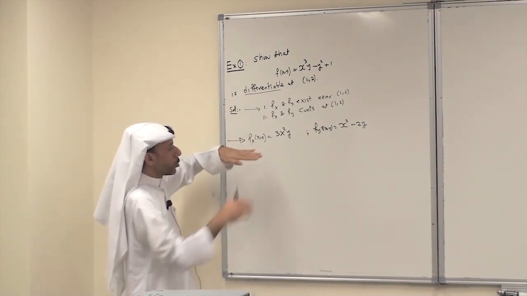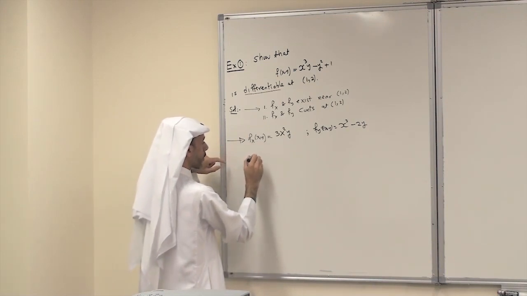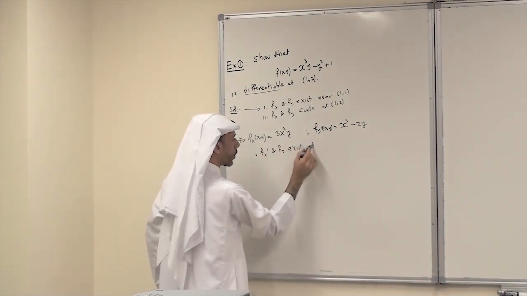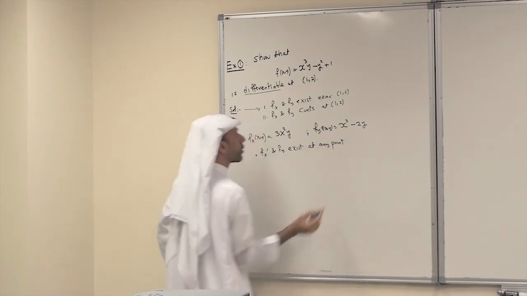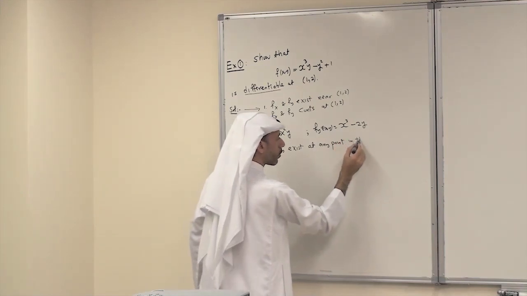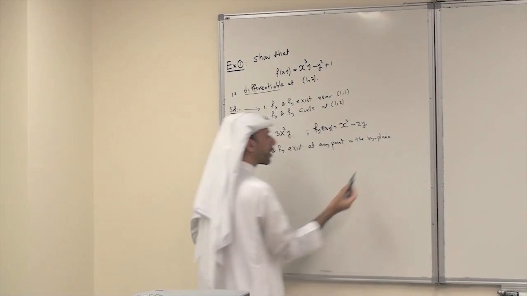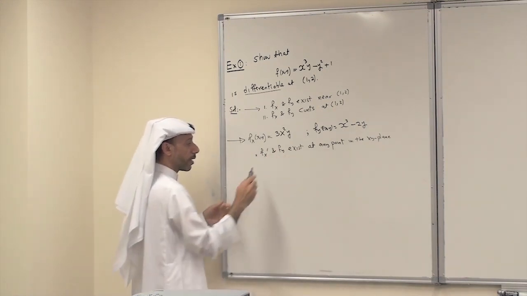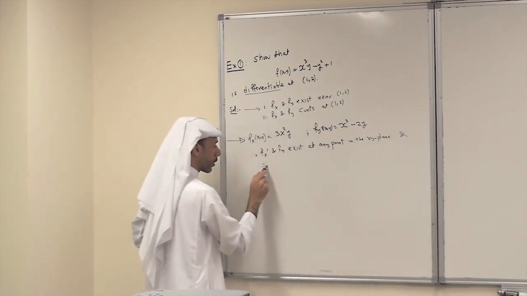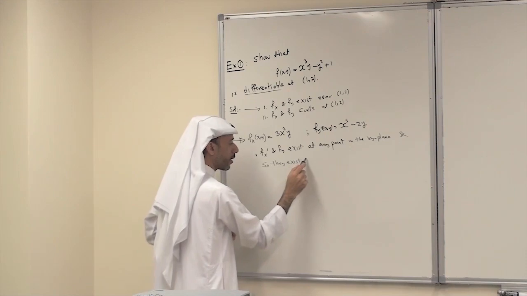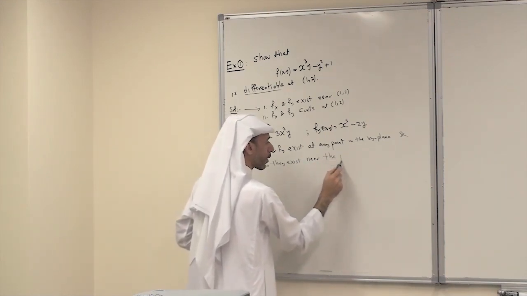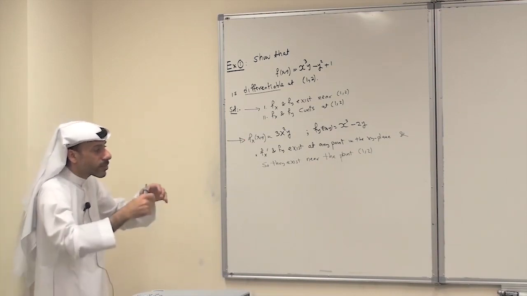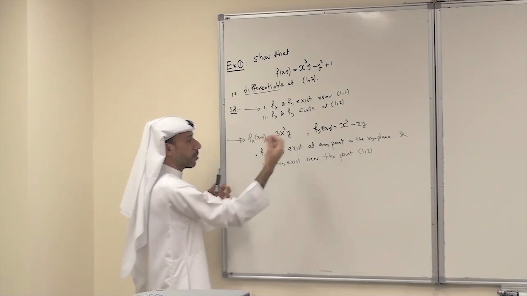As we notice here, they are really polynomials in two variables. So f sub x and f sub y exist at any point in the xy plane. I can substitute any point a, b, and I will get a real number. Since they exist at any point, they exist near the point 1, 1, 2. I can substitute any point near 1, 2 and I will get a real number. They are defined.